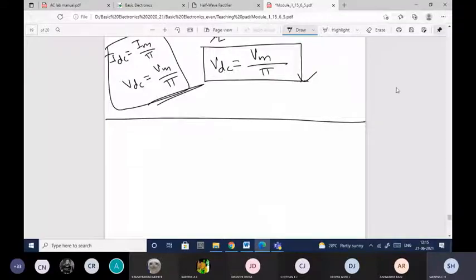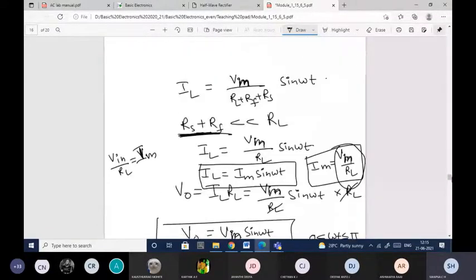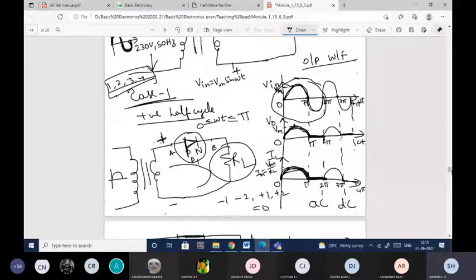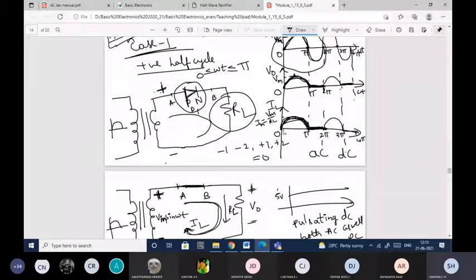Okay, so we have got the DC value. As I've already mentioned, whatever output we have got is not the pure DC. It is the pulsating DC, in the sense it will have both an AC component as well as a DC component present in it. Now I need to find the effective value of this particular output waveform.